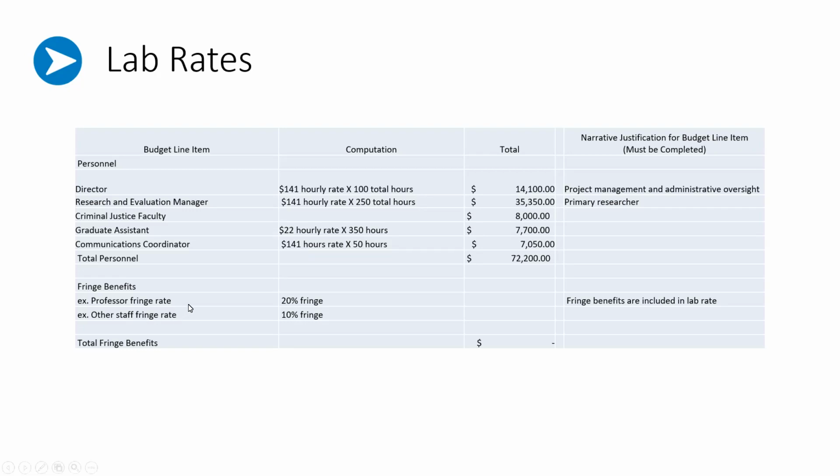When we came down to fringe benefits, we had to put down the fringe benefit rate, but then we noted fringe benefits aren't included in the lab rate. So this was the rate used to calculate a professor's fringe and a staff's fringe, but it was included in the lab rate, so we didn't have any dollars that we charged it. It was a combined rate. So not every grant can you do this in, but if you are allowed to do it, it simplifies your budget narrative greatly.